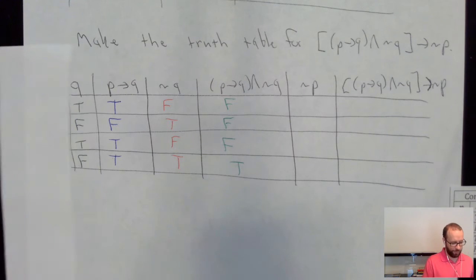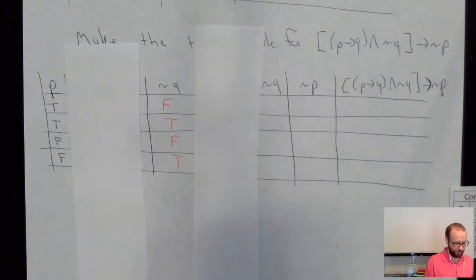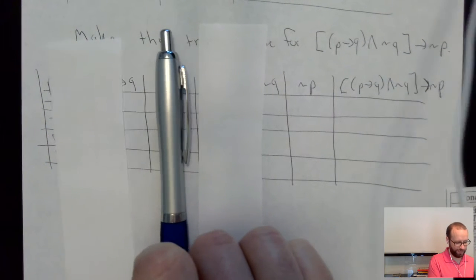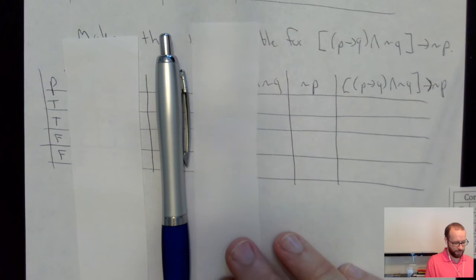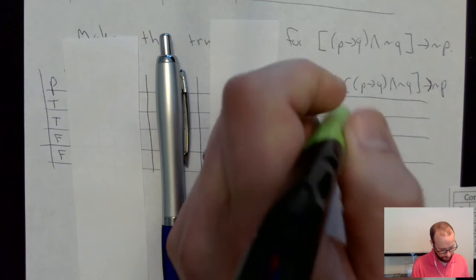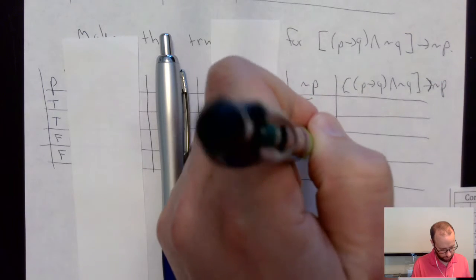Okay, now I need the negation of P, so I need to cover up everything except P. P was true, true, false, false, so the negation of P should be false, false, true, true.